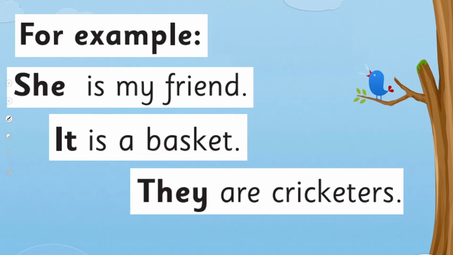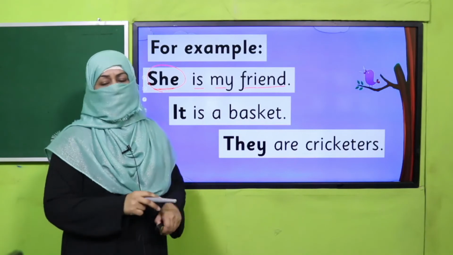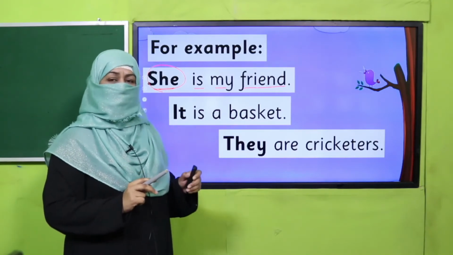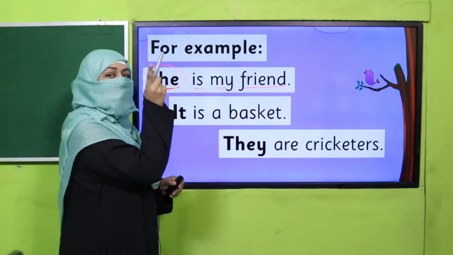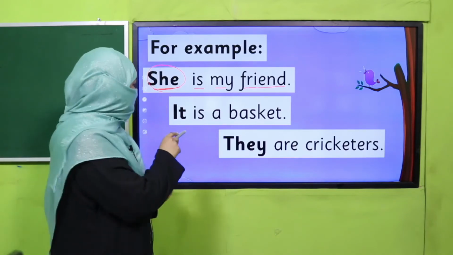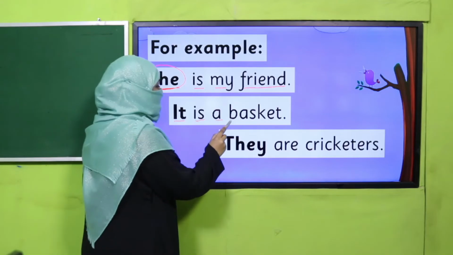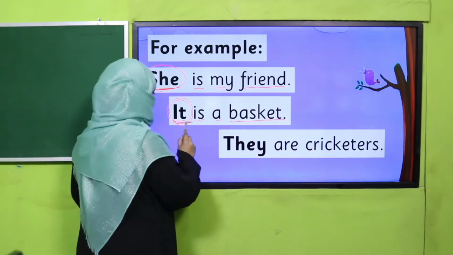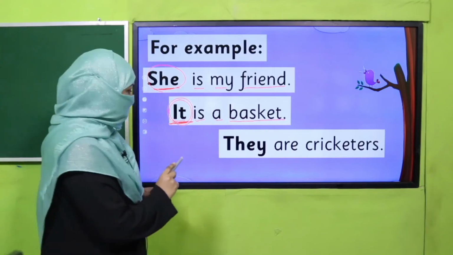For example, she is my friend. Now this she is a pronoun because I'm talking about a girl who is not around. For example, I say, she's Sarah and she's my friend. Now this she refers to Sarah. She is my friend. Okay. It is a basket. Okay. So it is, here it's a pronoun.